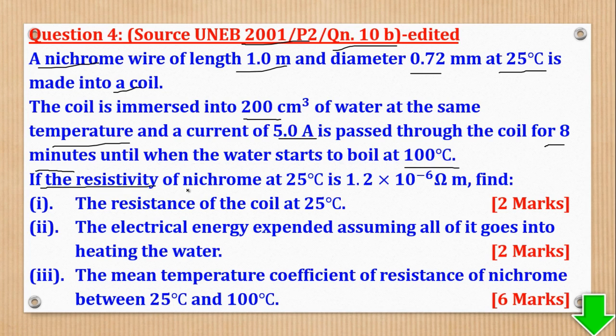If the resistivity of nichrome at 25 degrees Celsius is this, find Roman 1, the resistance of the coil at 25 degrees Celsius, Roman 2, the electrical energy expended assuming all of it goes into heating the wire, and Roman 3, the mean temperature coefficient of resistance of nichrome between 25 degrees Celsius and 100 degrees Celsius. So we shall start with Roman 1.